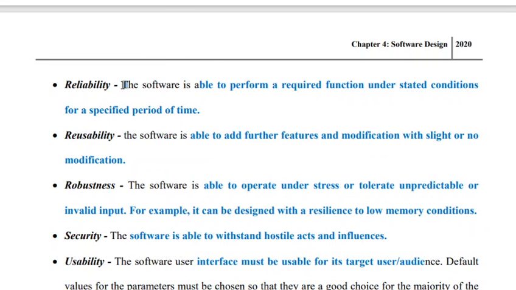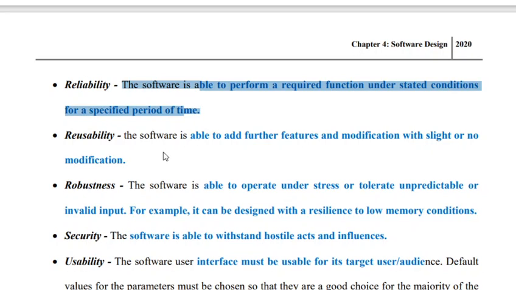Now reliability basically refers to the ability of the software system to deliver the result, right? The software system is able to perform the required functionality under stated conditions for a specified period of time. Now that's called reliability. So the ability of the system to generate the expected result.